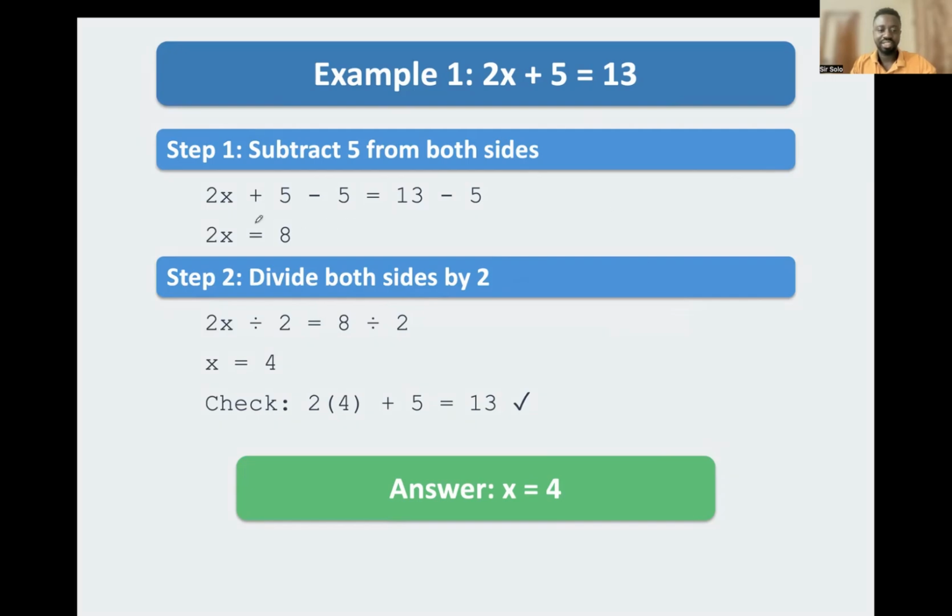Now the other method: say we have 2x plus 5 minus 5 is equal to 13 minus 5. And you know it's +5, so you subtract both sides by 5. So we get 13 minus 5 is 8, and 5 minus 5 is 0. So you get 2x is equal to 8. Then when you have 2x is equal to 8, you want x to stand alone. So we are going to divide both sides by the coefficient of x, and that is 2, right? And that gives us, this will cancel this, x is equal to what? 4. Good.